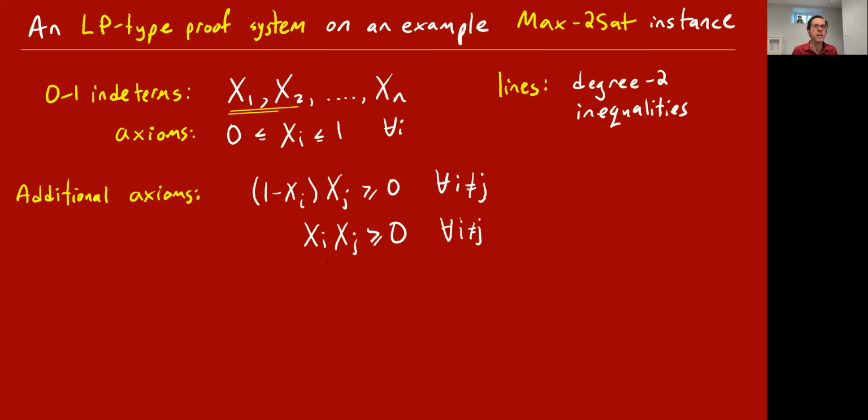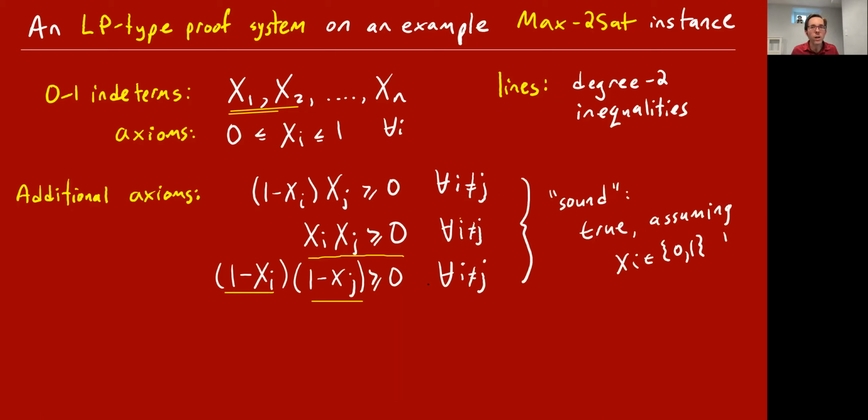And it's also logical to add the axioms that look like this, again on the theory that if xi and xj are supposed to be 0 and 1, then this should be non-negative. And also let's add this one. If xi and xj are supposed to be 0 and 1, then 1 minus xi and 1 minus xj are also supposed to be 0 and 1. So their product is non-negative. So these are all sound axioms to add. Sound here meaning that they're true, assuming you're trying to capture the fact that xi is supposed to stand for a 0, 1 value.